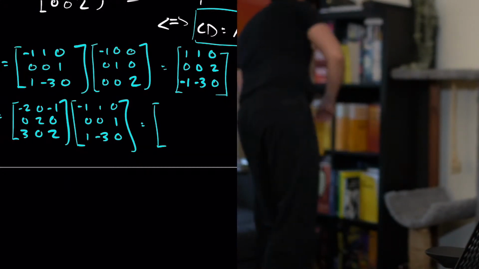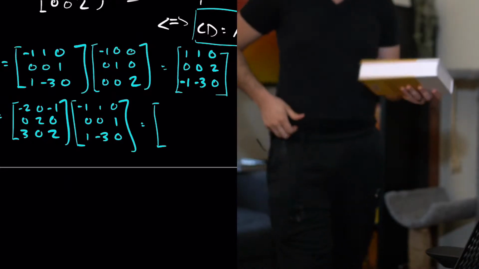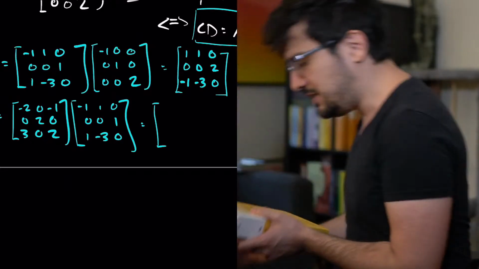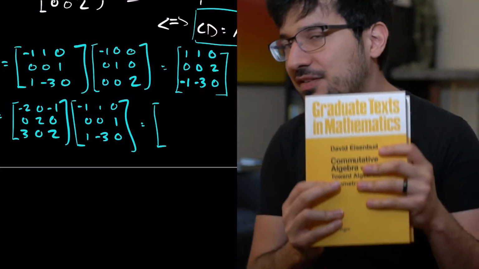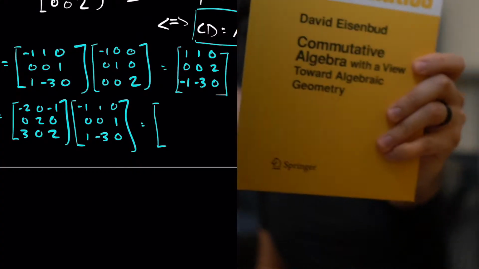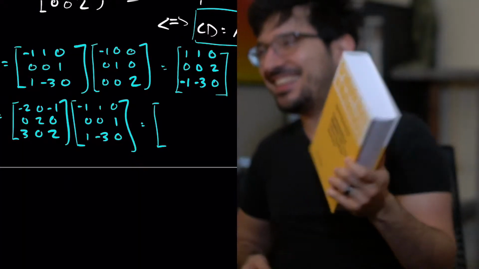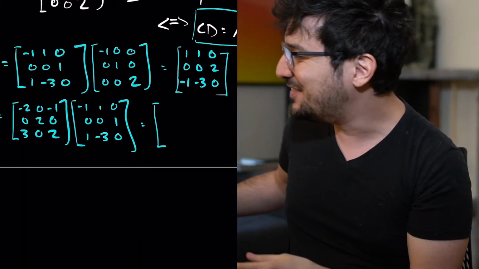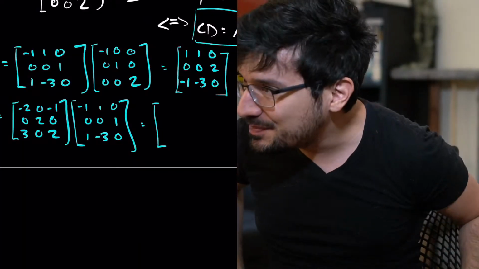The closest book I have to algebraic geometry is Eisenbud. It has a view toward algebraic geometry, and we'll work this one on stream someday in theory. In theory, we'll do Eisenbud on stream.